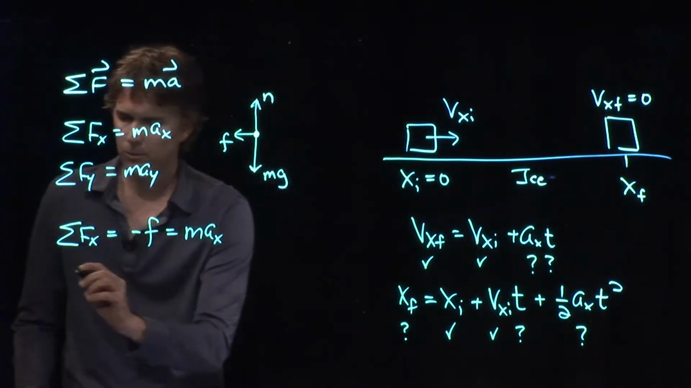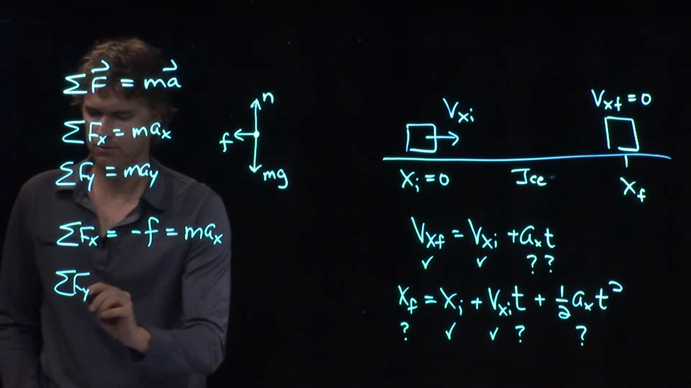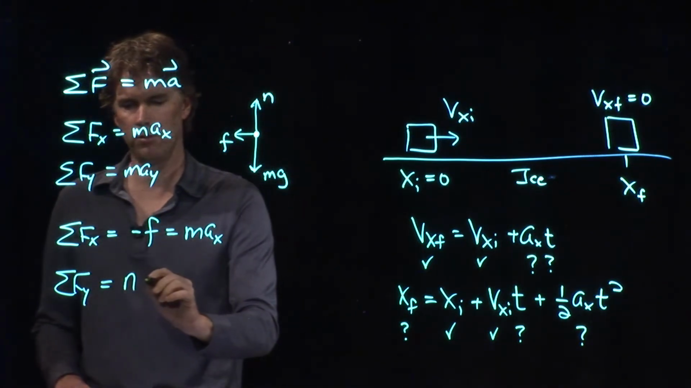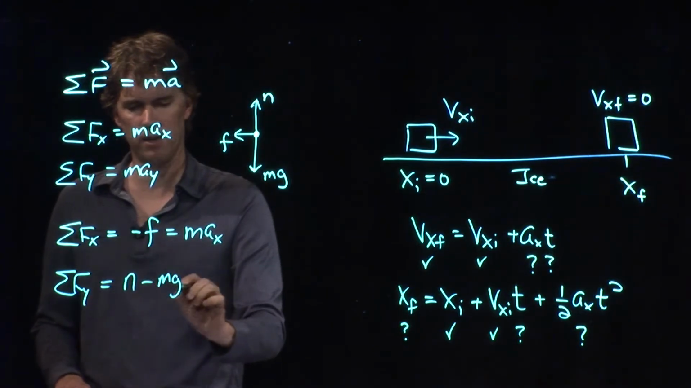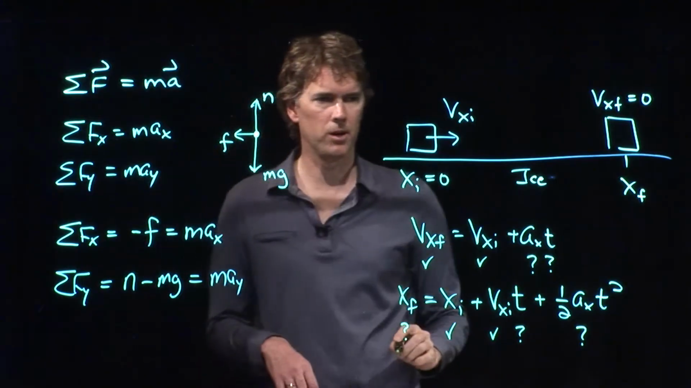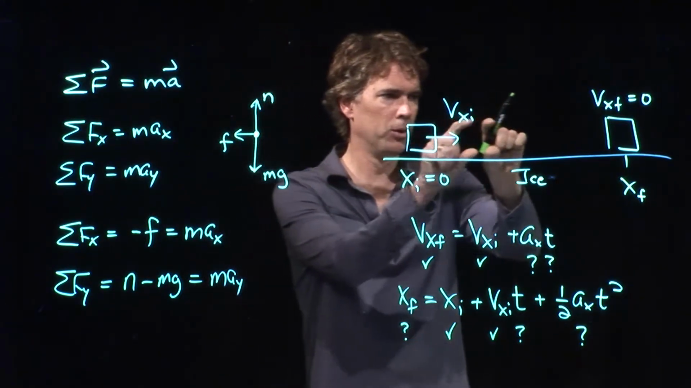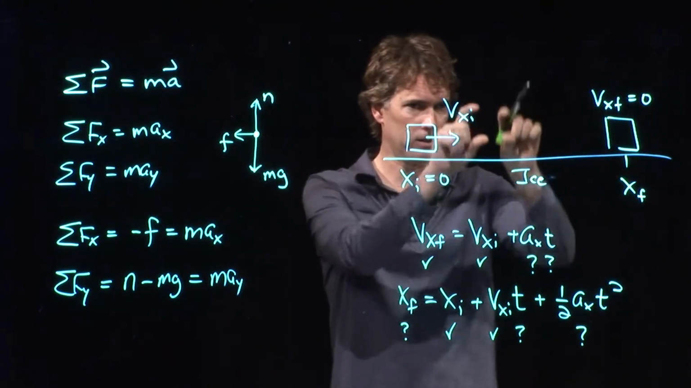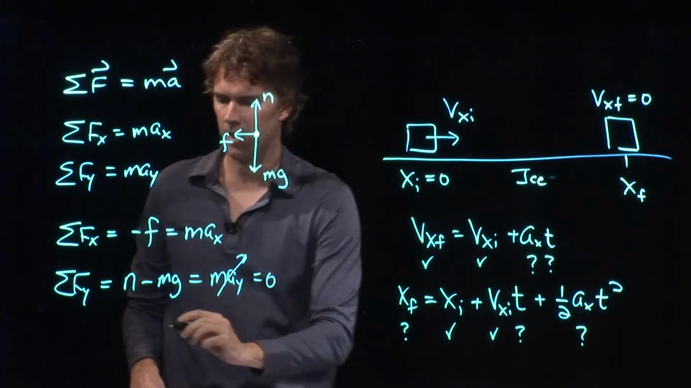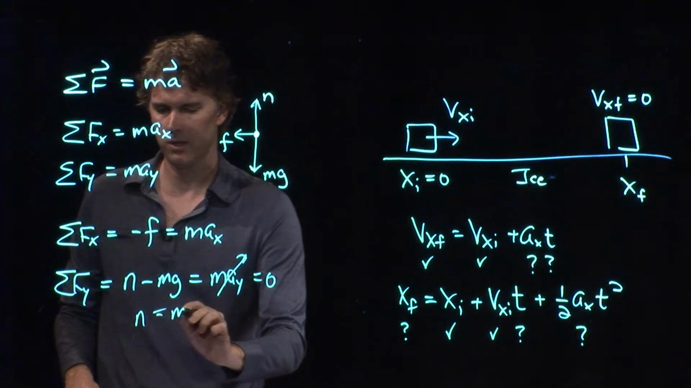All right, what about the forces in the y direction? N is going up, that's a positive. mg is going down, that's a negative. That's equal to the mass times the acceleration in the y direction. But if this thing is moving along horizontally, not going up or down, then that's 0. This whole thing is 0, and we just get N is equal to mg.